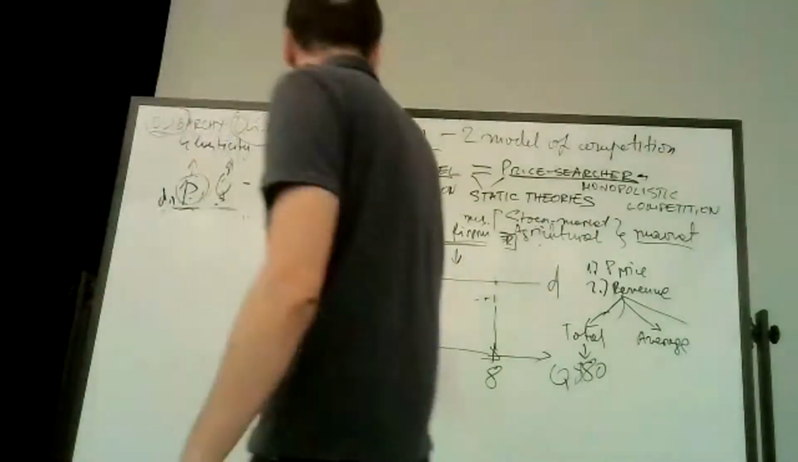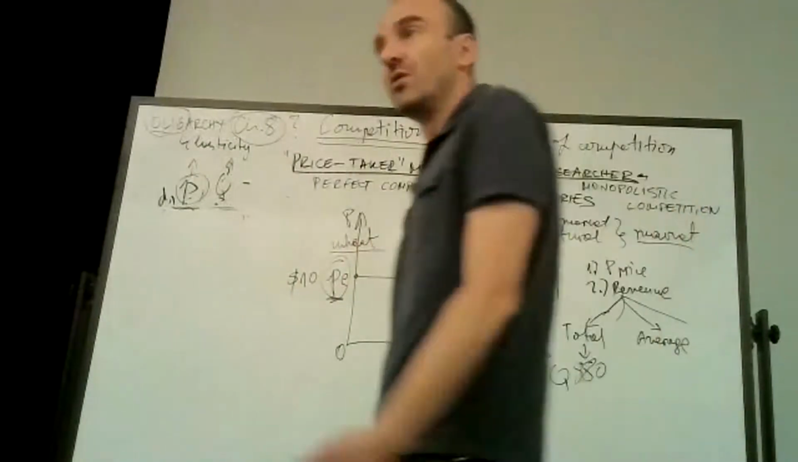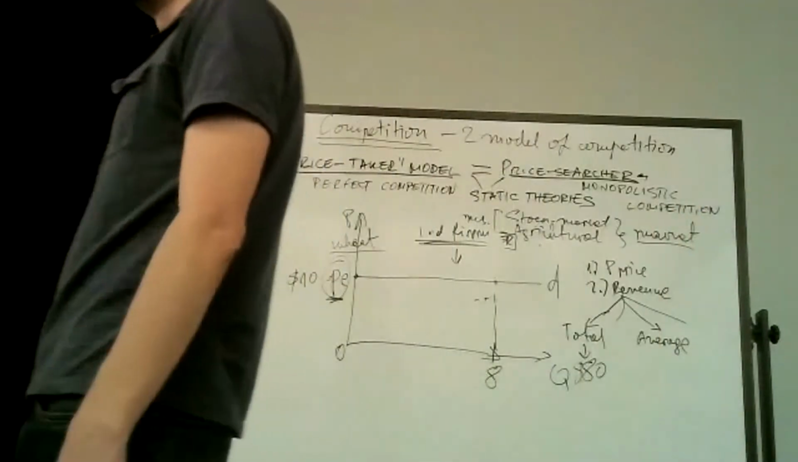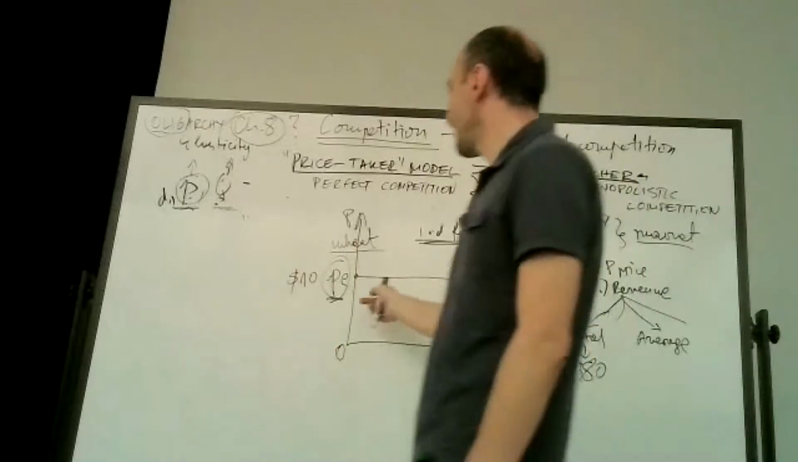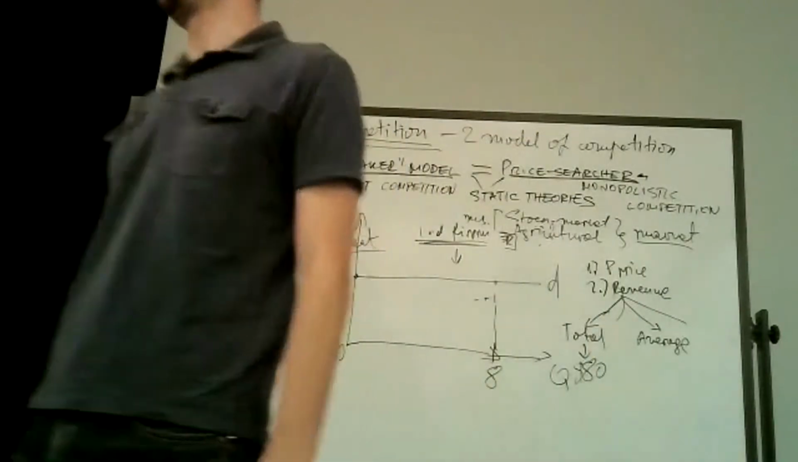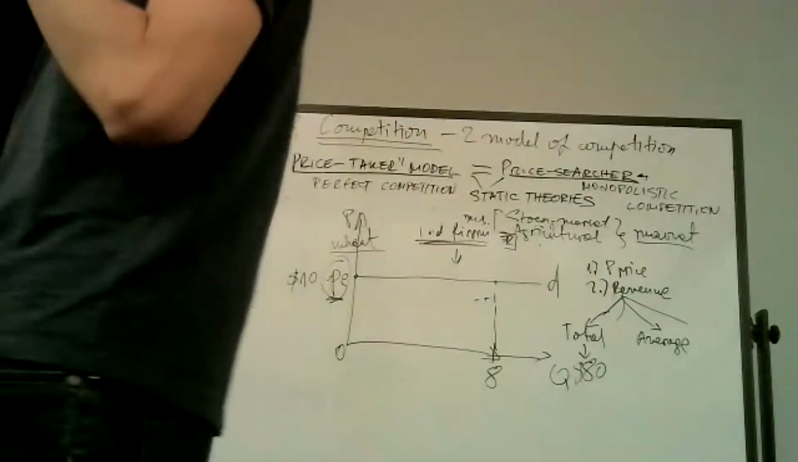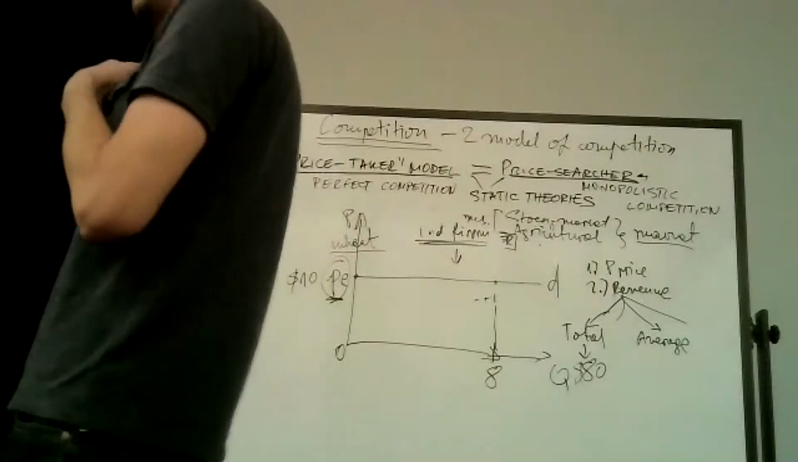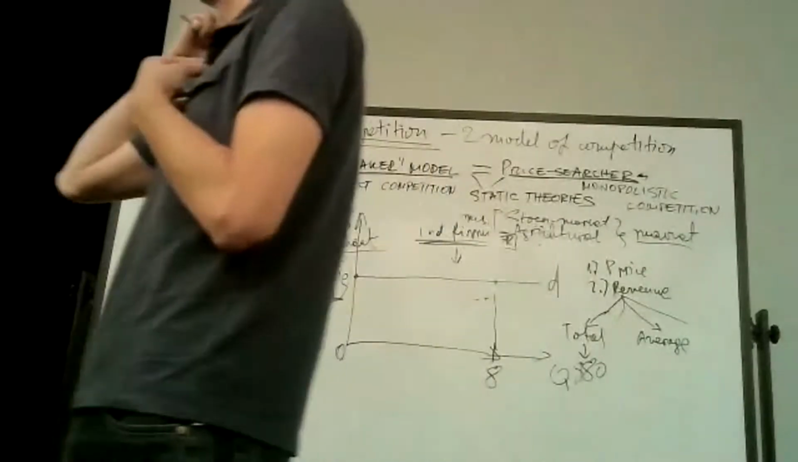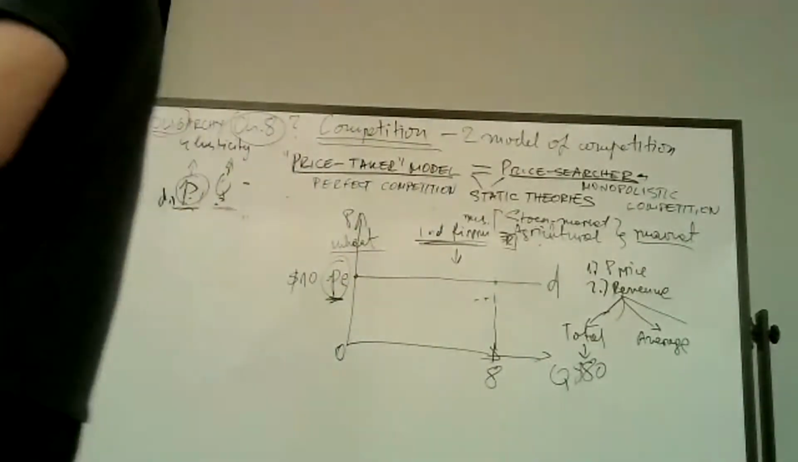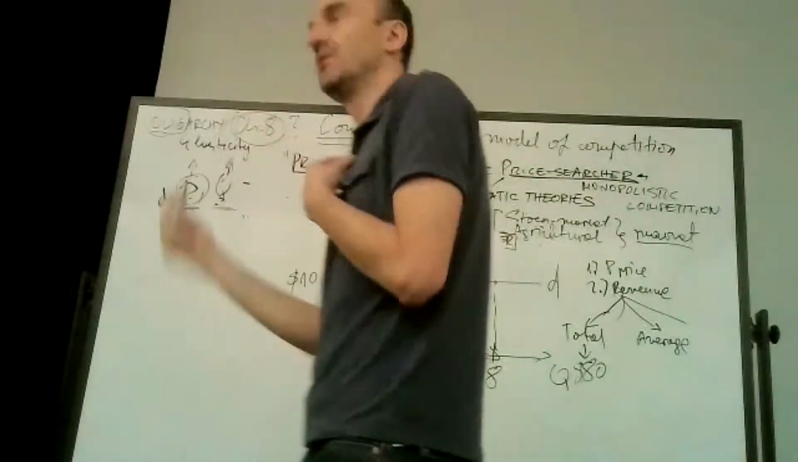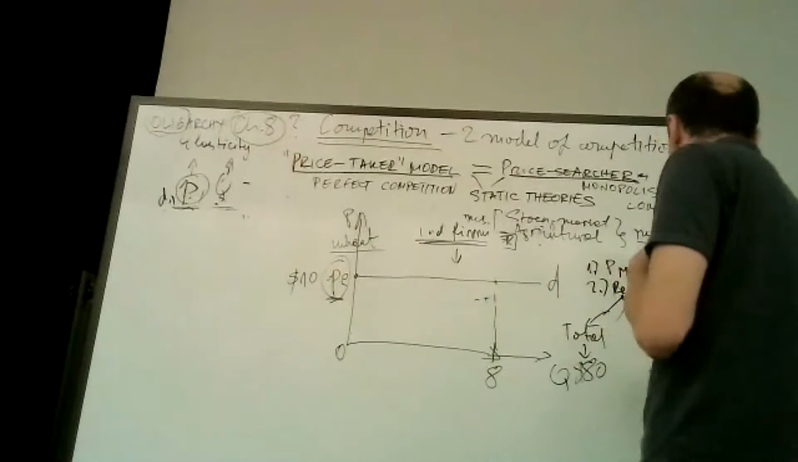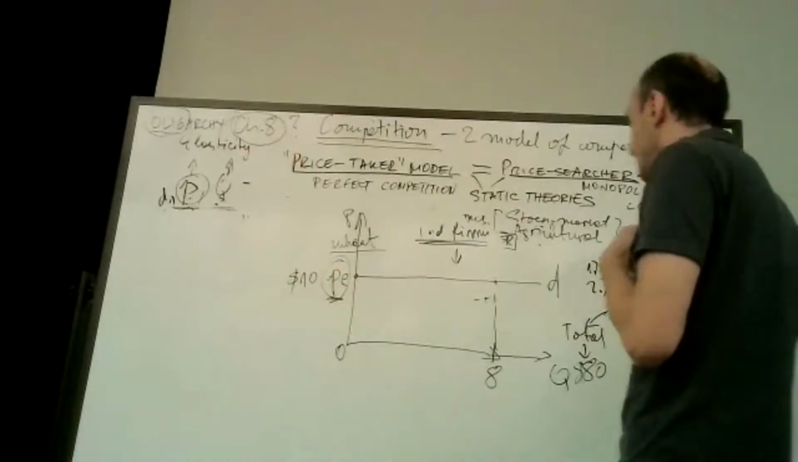So the average revenue is actually total revenue divided by the number of units sold. So what would the average revenue per unit be here? Total revenue 80, the number of units 8. 80 divided by 8 equals 10. So average revenue is $10.